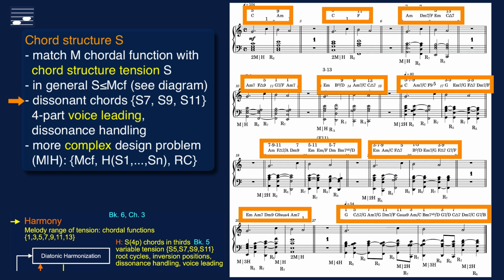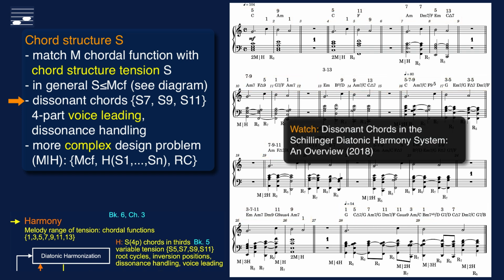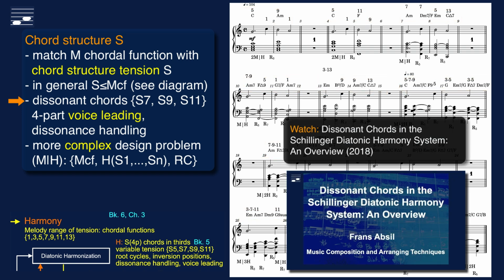But here's the tricky bit. When we start to use dissonant 7th, 9th and 11th chords, we end up with an additional set of voice leading requirements in the 4-part diatonic harmonization approach. You'll find a whole series on these chord types, but use this overview tutorial as a reference. Thus, the problem has become more complex as we design a chord progression for a given diatonic melody.